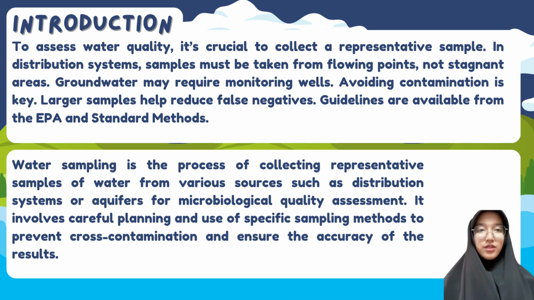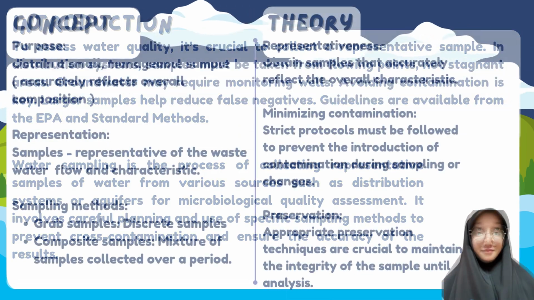Okay, first of all, to check water quality, we need to have a sample that truly represents the water. Samples should be taken from flowing water, not stagnant areas. For groundwater, we use monitoring wells. It's also important to avoid contamination, and using larger sample volumes can reduce errors. We usually follow EPA or standard methods guidelines. So in short, water sampling helps detect microorganisms, but it requires proper planning and correct methods to ensure accurate results.